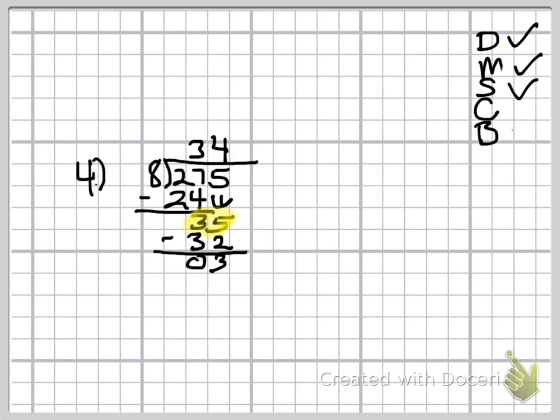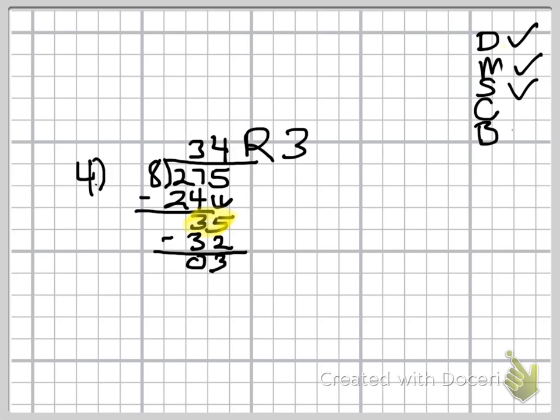Subtracted. Now I'm going to bring down, but there's nothing for me to bring down. There's nothing here, so I can't do that. I'm done. I've finished my ones place, and so I look down here, I have 3 left over, so I have a remainder 3.